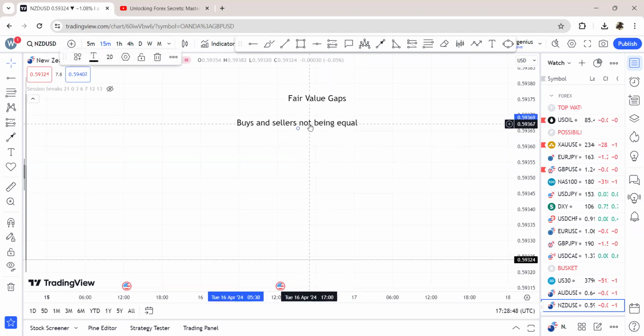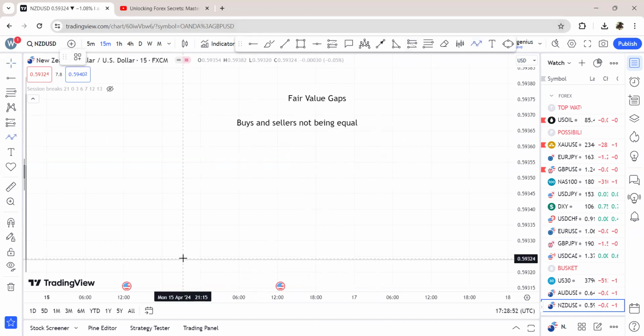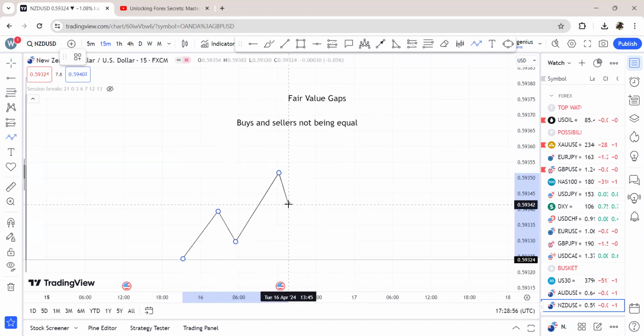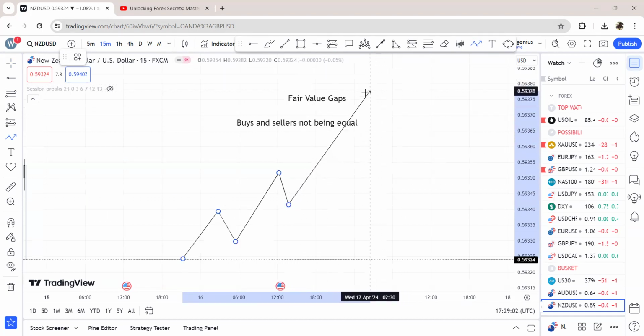This is an important concept to understand. The reason is simple. Because if a market is moving, let's say in an uptrend, then if the buyers and sellers are not equal, it means that the market will move very fast. You see, it will have an impulsive move like this one. Then maybe with a very small retracement, then it continues to the upside.